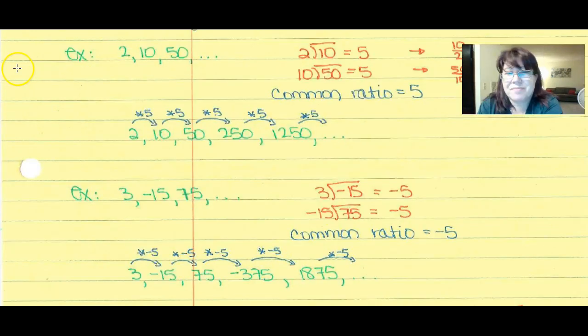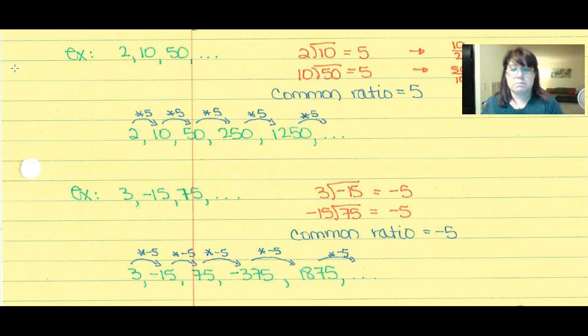Now we've looked at all positive numbers, but it doesn't hurt to look at something that deals with a negative number. 3, negative 15, 75. Now the clue here is that the sign flip-flops. It went from positive to negative to positive, the next one's going to be negative, then positive, negative, positive. If it changes signs like that, the common ratio must be a negative number. A positive times a negative gives you a negative. A negative times a negative gives you a positive. That's the only way to flip-flop signs.